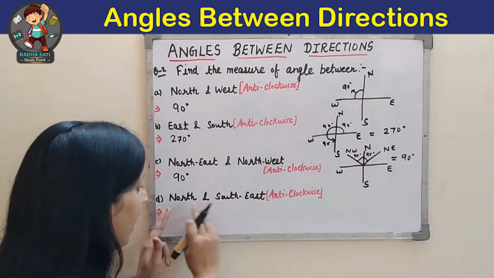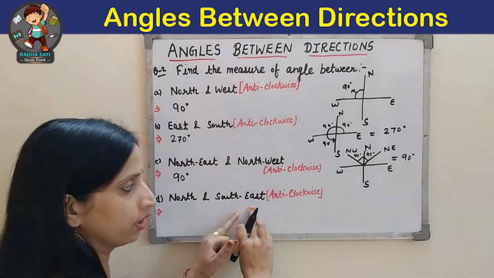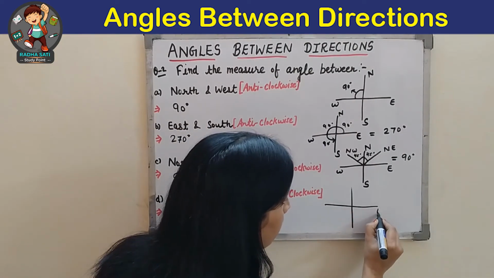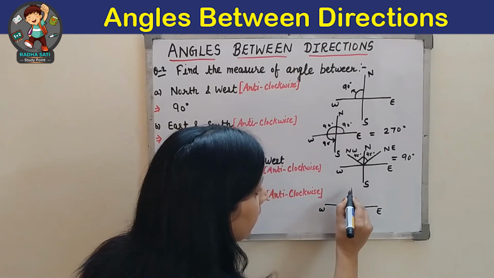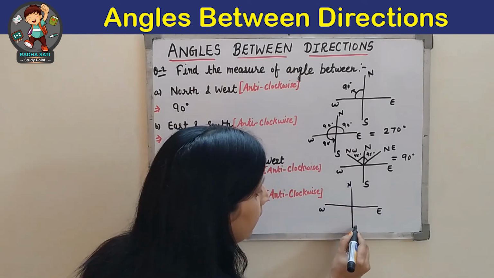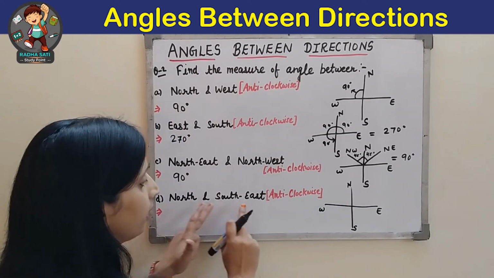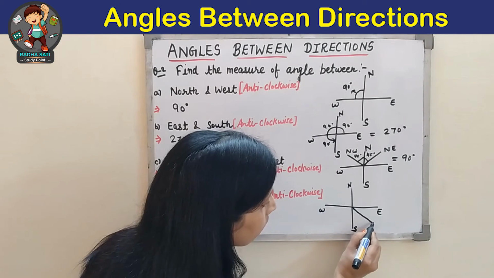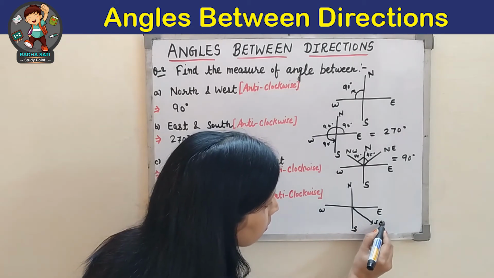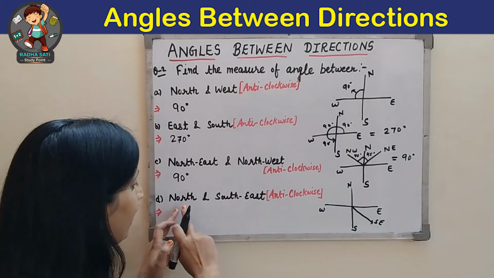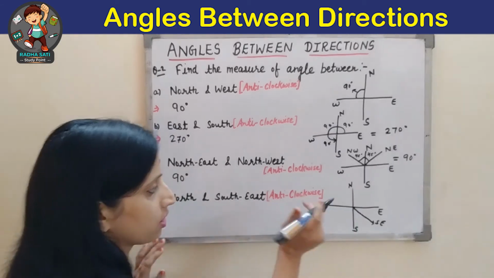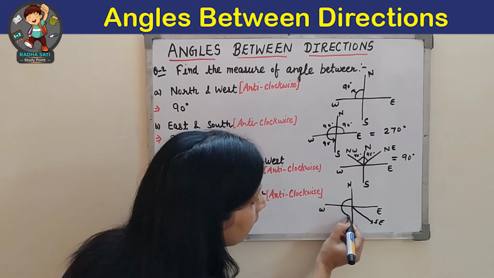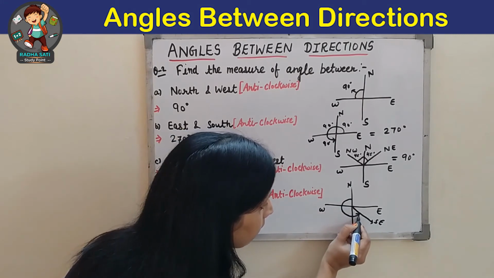Now the next is the angle between north and southeast. So again, first of all, draw the directions. Mark them east, west, north and south. And north and southeast. So southeast will be here between south and east. It is southeast. And we have to find the angle between north and southeast. So from here, anti-clockwise rotation till here and till here.